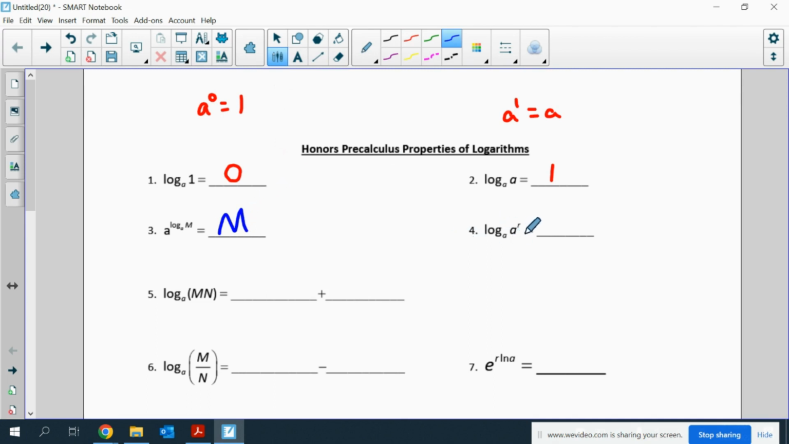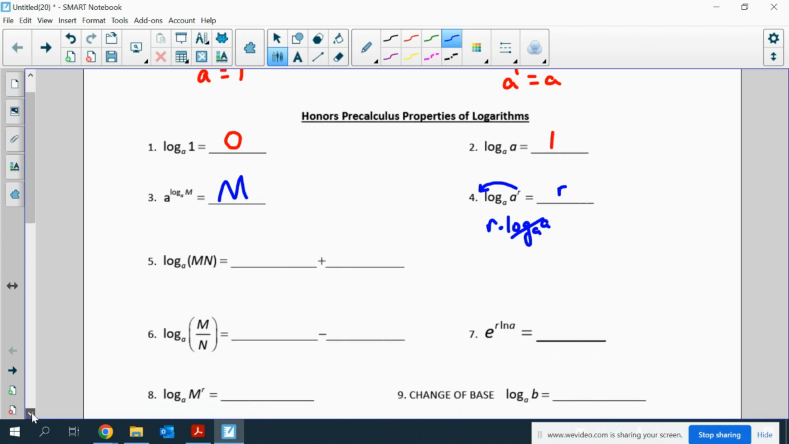Log base a of a to the r. Remember that the exponent inside of a logarithm can move to the outside. So this would be r times log base a of a, and we know that log base a of a is 1. So this is just r.